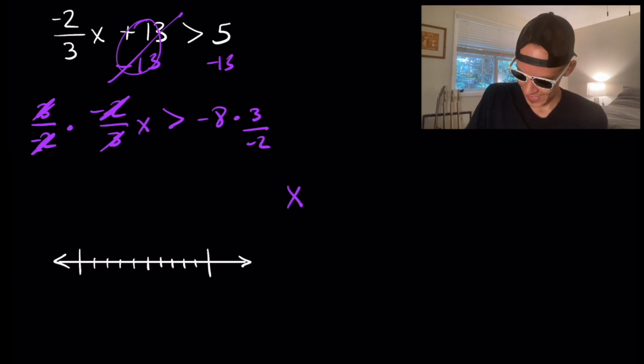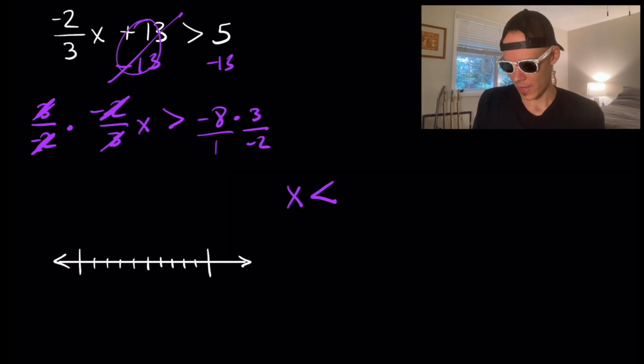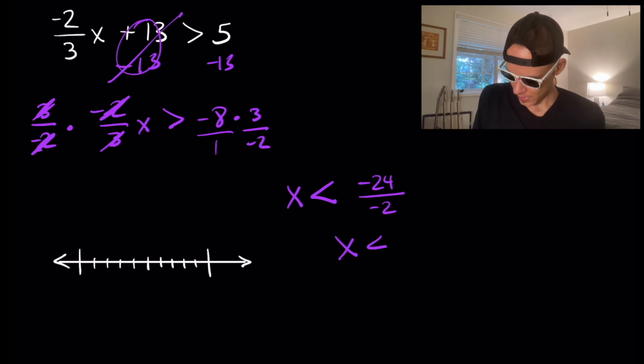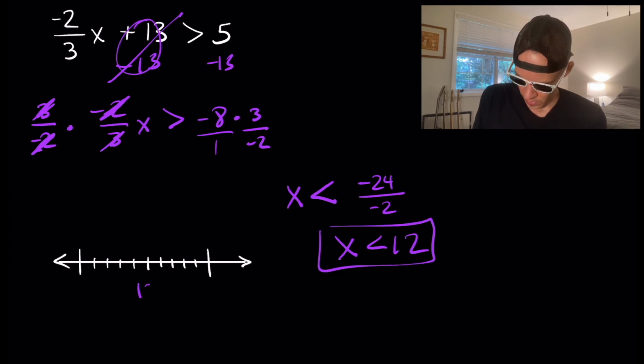So we'll have x is less than, and then now we just multiply these numbers over here. I might make negative 8 a fraction to make it easier. So that's going to be negative 24 over negative 2, which is going to be x is less than 12. So I'll put 12 right in the middle here. To the right, it's going to be 17, and then over here is going to be 7. So this is just less than, not less than or equal to.